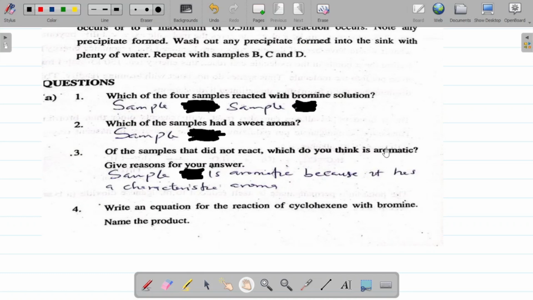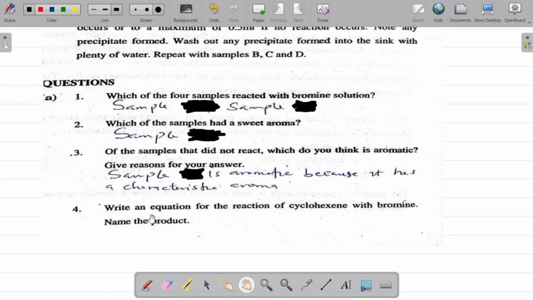Of the samples that did not react, which do you think is aromatic? Let's say for number two you had sample A. This is just an illustration, so whichever answer you have for number two should also reflect here. Number three, your answer will still be sample A. They said you should give reasons, and the answer is simple: it is aromatic because it has a characteristic sweet smell, or you can say characteristic aroma. So number two and number three should be the same thing.